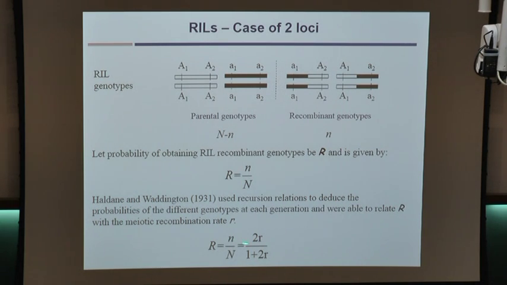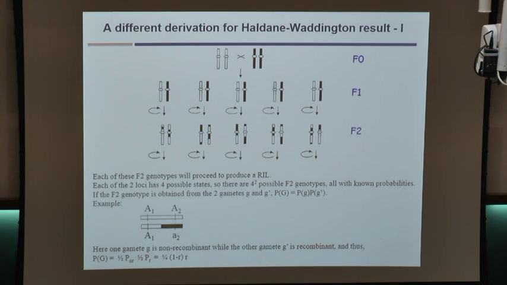Please remember that the number of genotypes that you expect at F2 is actually 16. To be very precise, if you have L loci, the number of genotypes that are possible is 4 to the power L, and the number of fixed genotypes is 2 to the power L. I'll make it more precise later on. But let's go through the derivation of this formula, capital R equal to 2r divided by 1 plus 2r. Again, I would like to specify that this is not the derivation which was in the 1931 paper, but a much simpler derivation which has been figured out recently.